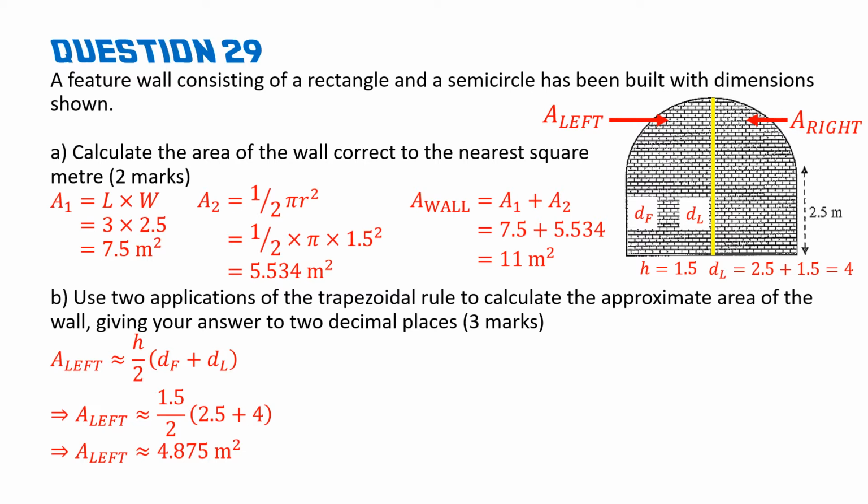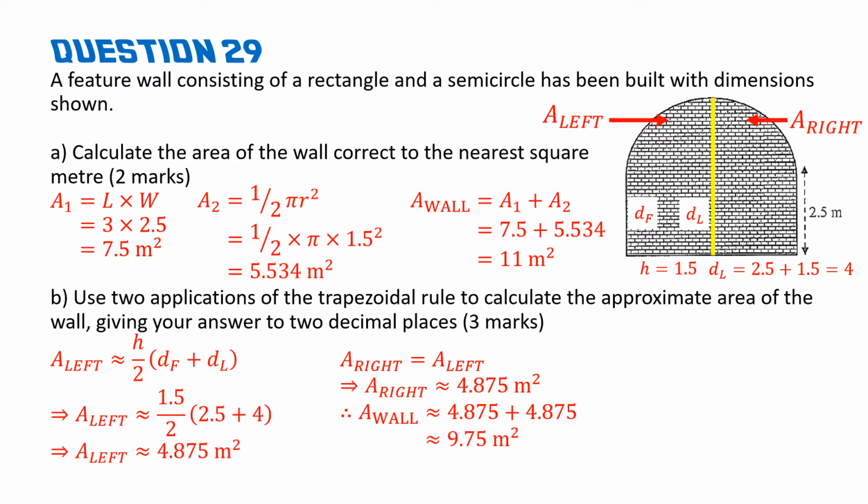What do we know about the area of the right? Well, the area of the right is going to be exactly the same as area on the left, right? Because we've nicely split it in half. It's a nice symmetrical shape. It won't always work that way, and sometimes we're going to have to then work out a separate area. In this instance, they're exactly the same, so the area on the right is also going to be 4.875. So what's our approximate area of the total wall? Well, we're going to have the area on the left plus the area on the right, which is two lots of our 4.875, which means the approximation of the wall is 9.75 metres squared.